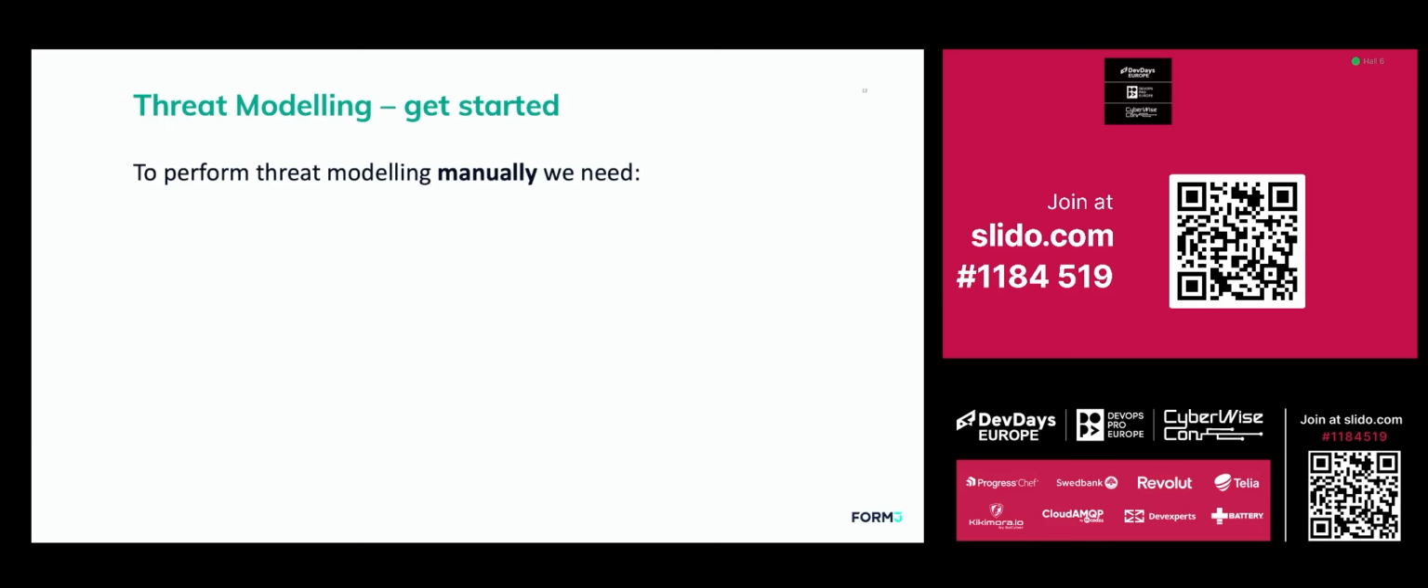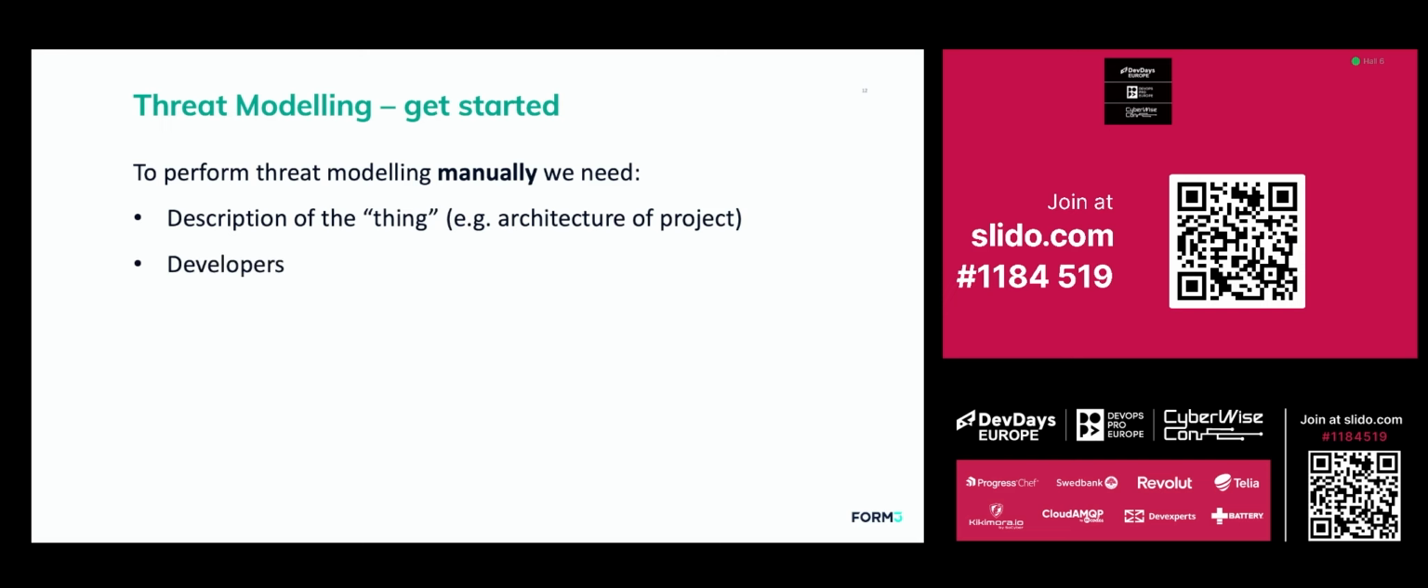Okay, so threat modeling. I bet that when you get back to your companies, you will start doing threat modeling. So I will tell you what ingredients you need to do it manually. A description of the thing. We need to know what we are doing. Maybe we can have the architecture of the project. We need developers, because developers know how to create the thing. They know what they created or what they would like to create. We need security experts. So yes, you need me to do threat modeling.